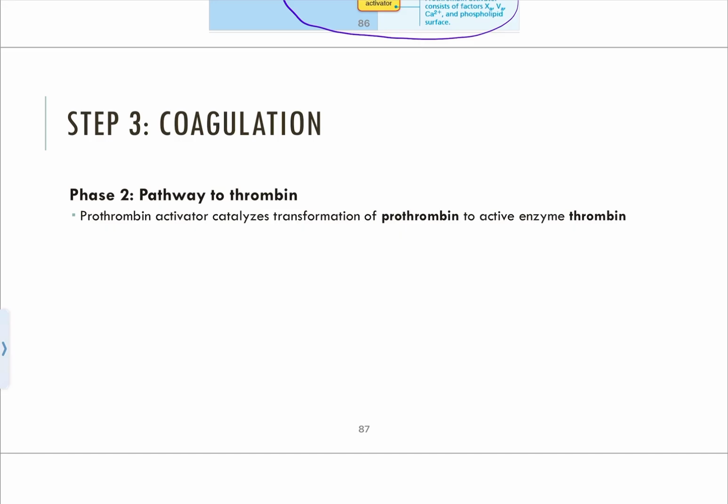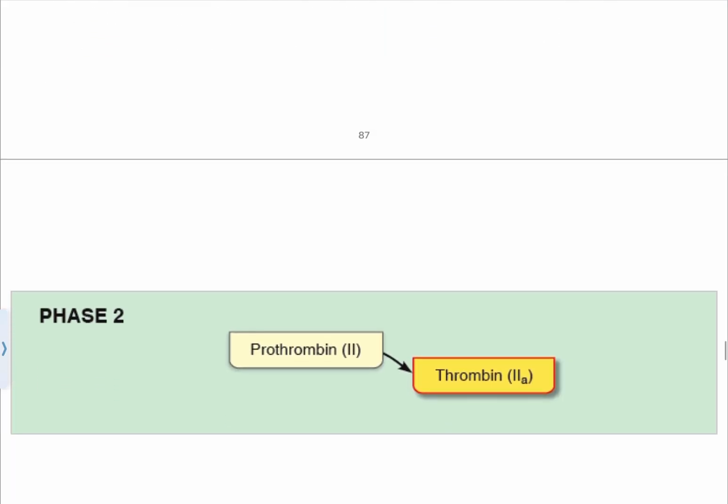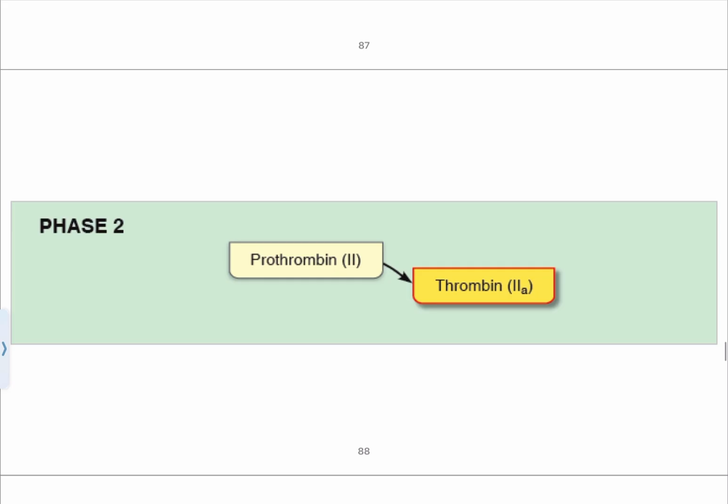So prothrombin activator is basically going to come in and catalyze the conversion of the plasma protein prothrombin into an active enzyme, which we call thrombin. So we start with prothrombin in phase 2, we end with thrombin in phase 2, which we're going to need for phase 3. So here's phase 2. And then here we need the prothrombin activator from phase 1 in order for this to occur.